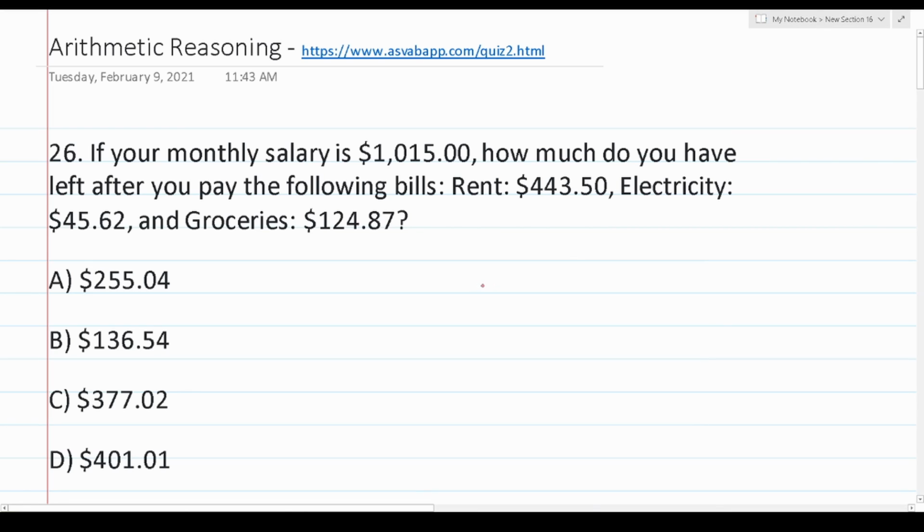All right, we're going to start with number 26, since that's where the Arithmetic Reasoning subtest starts on the website. And as we can see, it says, if your monthly salary is $1,015, how much do you have left after you pay the following bills? Rent, $443.50, electricity, $45.62, and groceries, $124.87. So this first problem is pretty straightforward.